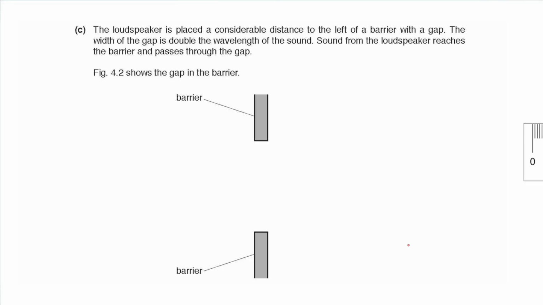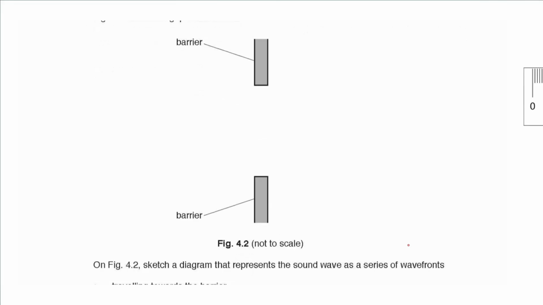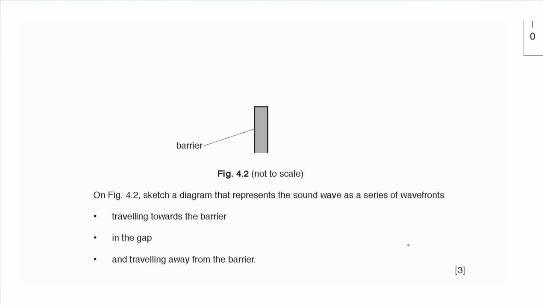Question C says the loudspeaker is placed a considerable distance to the left of a barrier with a gap. The width of the gap is double the wavelength of the sound, so it's a wide gap. Sound from the loudspeaker reaches the barrier and passes through the gap. Figure 4.1 shows the gap in the barrier. Now we are required to draw on the figure 4.2. We want to sketch a diagram that represents the sound wave as a series of wavefronts.